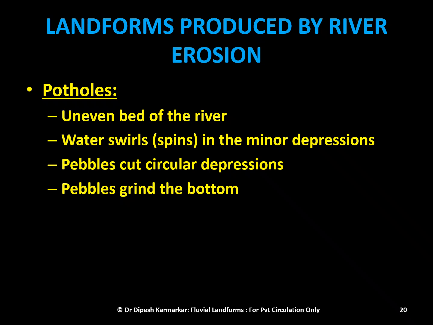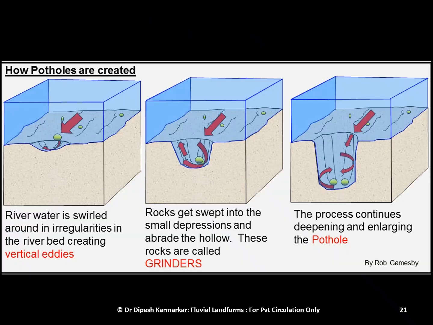Now potholes. On an uneven river bed, water swirls in small depressions and pebbles trapped inside grind and drill circular holes into the rock. Potholes are formed purely by abrasion. This image shows potholes formed on a rocky river bed.